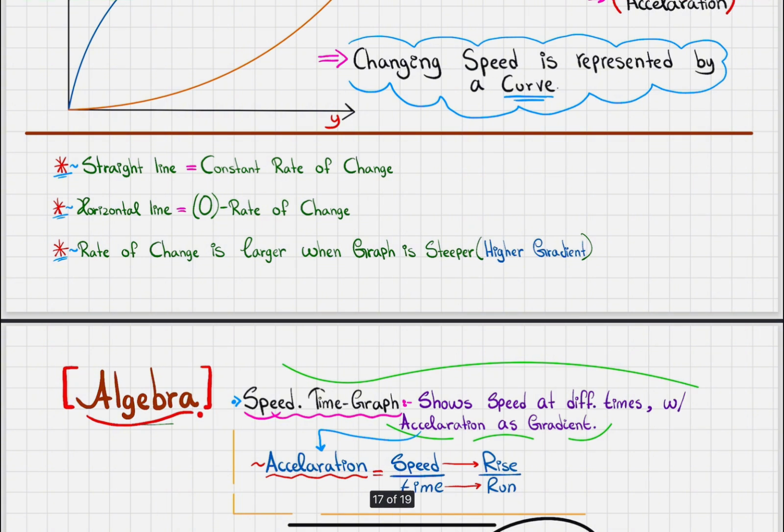Okay, so a quick review, some 3 facts. Straight line is a constant rate of change, horizontal line zero is no rate of change, and rate of change is larger when the graph is steeper, meaning higher gradient, meaning farther away from the vertical line in the graph.